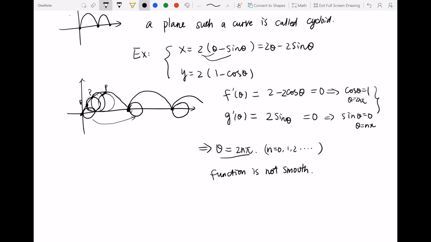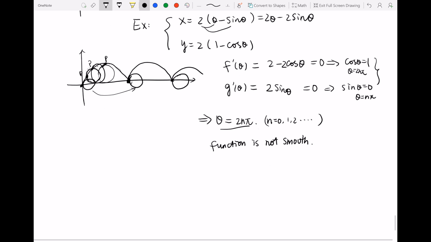Okay, so now we introduced the parametric equation, but we have not done anything about the calculus part. Parametric equation, we did it, but we have not done anything of the calculus. And the calculus of the parametric equation is going to be what? Derivative and the antiderivative.